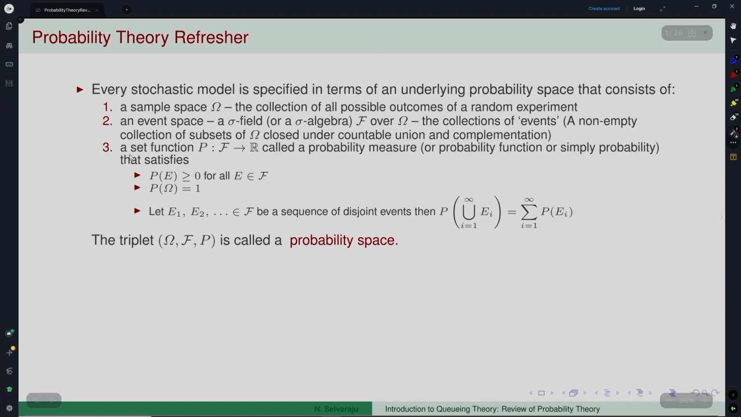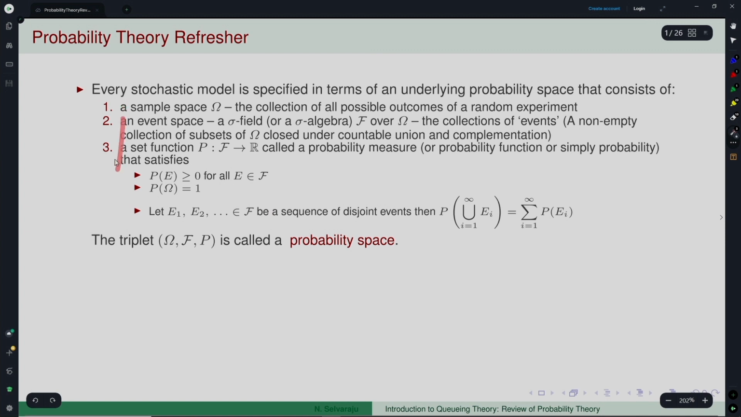Okay. The third ingredient is a set function P, which is a mapping from F to R, which is what we call a probability measure or a probability function or simply a probability, and that satisfies these three properties. First is the non-negativity property, the second is that the total probability must be equal to 1, and if you have a sequence of disjoint events, disjoint meaning E_i intersection E_j is the empty set, then the probability of their union is the sum of their probabilities. This is known as the countable additivity property. Okay. So, any set function that satisfies these properties will be called a probability.